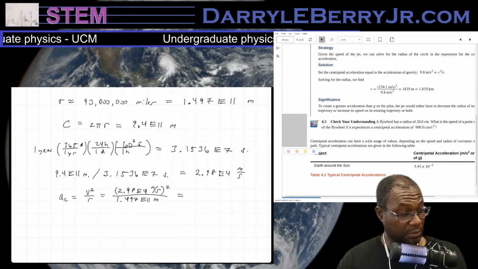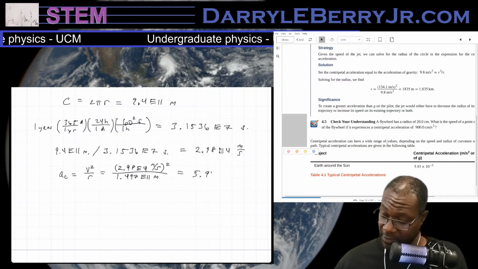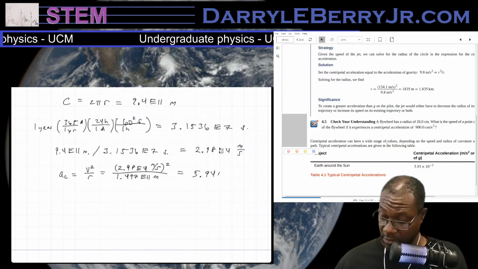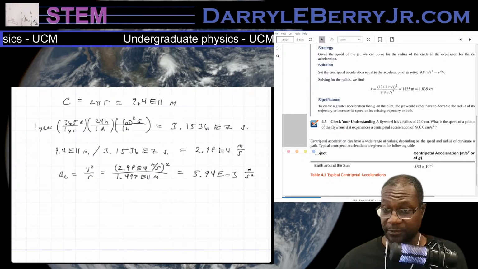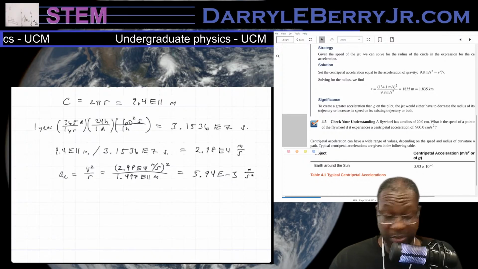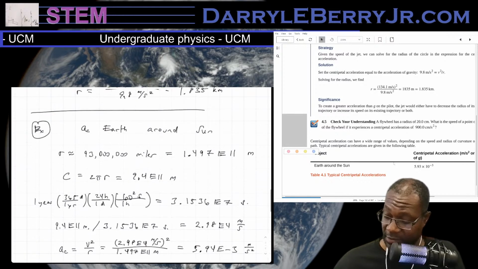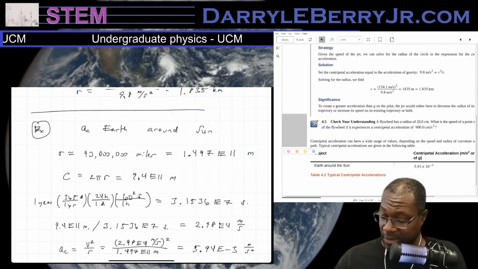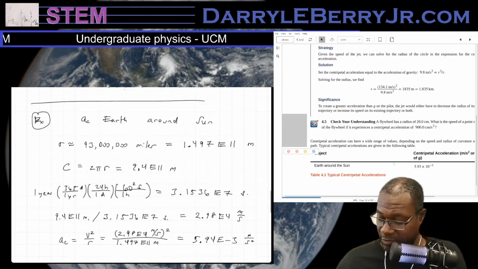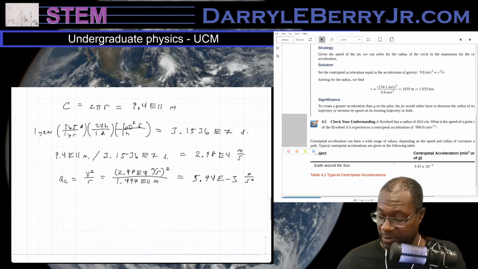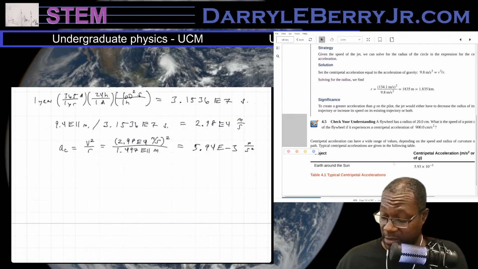So I got 5.94 times 10 to the negative 3 meters per second squared, which is pretty much what the book got. The book got 5.94, I got 5.93. I did some rounding on the radius of our orbit, so that's not precisely right. It must be a little bit large, maybe small. I'm not sure which way to go. I have to think about it. Good calculation.